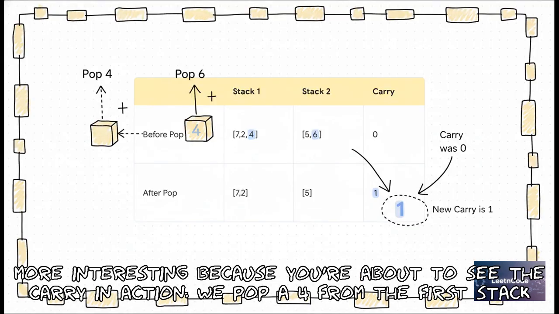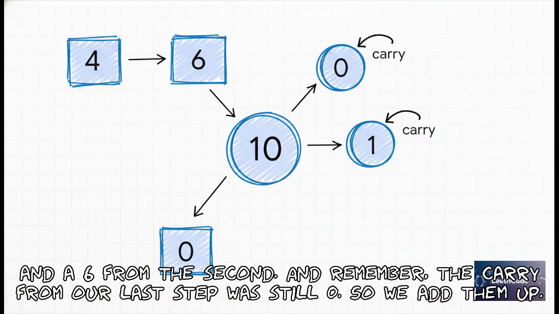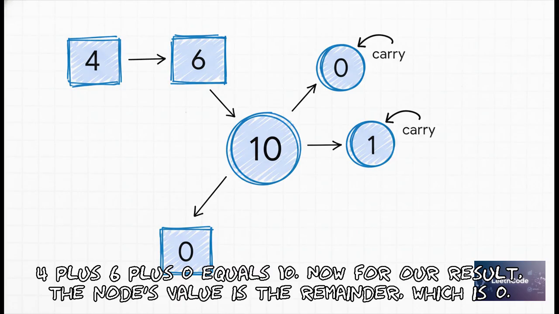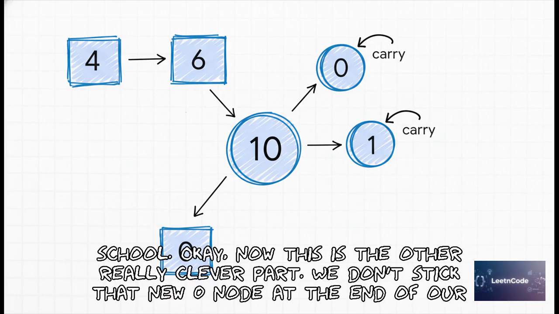Okay, now things get a little more interesting because you're about to see the carry in action. We pop a 4 from the first stack and a 6 from the second. And remember, the carry from our last step was still 0. So we add them up. 4 plus 6 plus 0 equals 10. Now for our result, the node's value is the remainder, which is 0. And the new carry, that's the 1 from the 10. This is literally carrying the 1, just like we did in grade school.